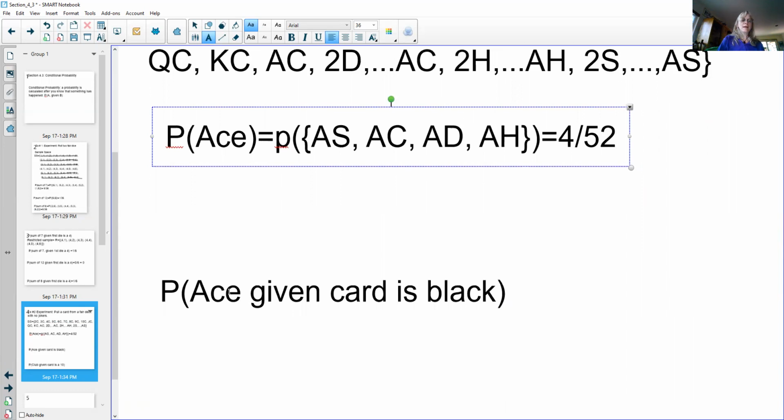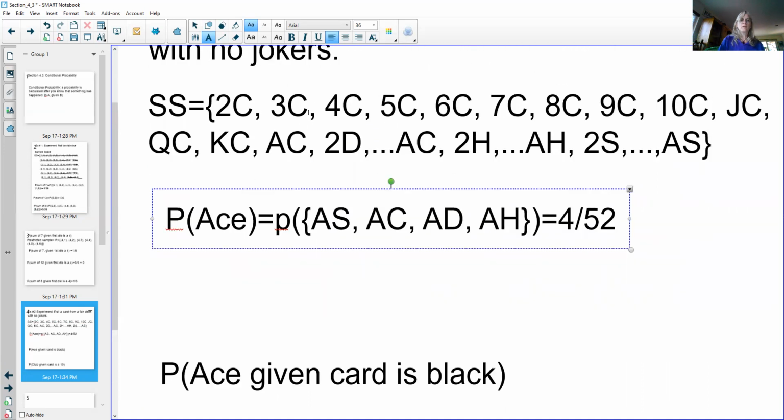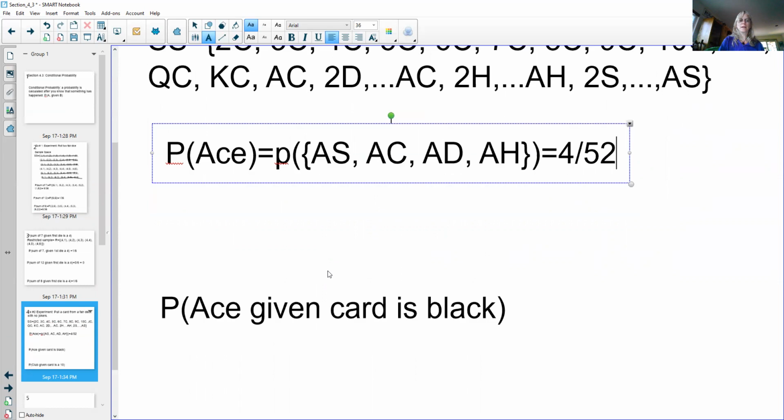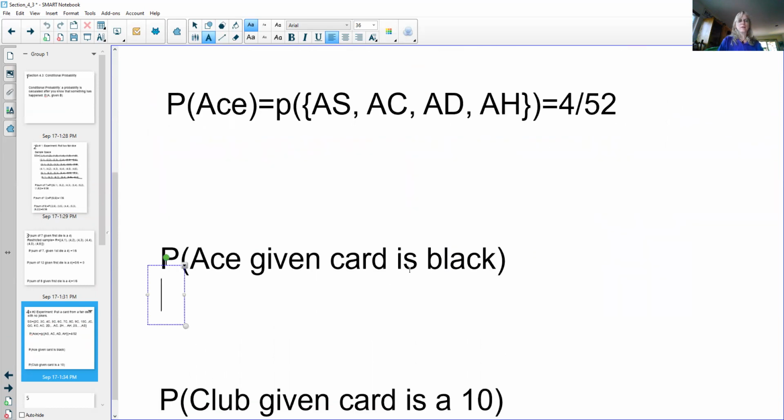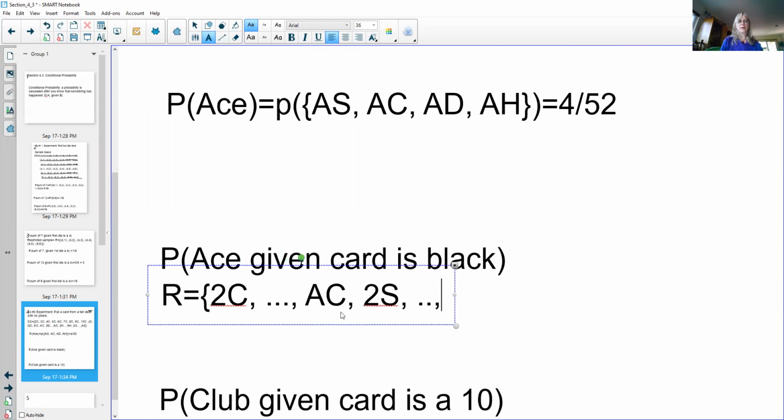Now I'd like to find the probability of an ace given that the card is black. Well, now I've been told some information. I've been told the card is black. So I don't need these hearts. I don't need these diamonds. I just need the clubs and the spades. So again, this given information is my new restricted sample space. I don't need the rest of the sample space. And it's just going to be the 2 of clubs through the ace of clubs and the 2 of spades through the ace of spades. So there's my restricted sample space.